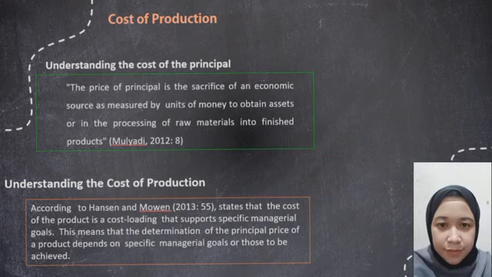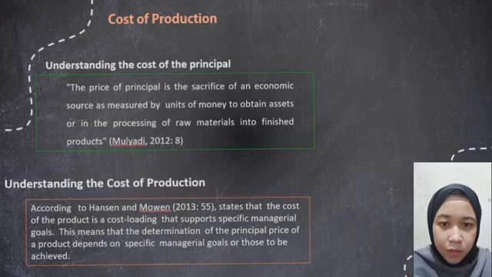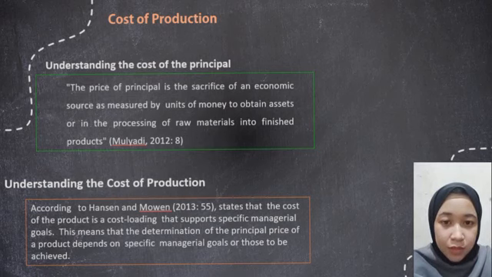Cost of production. Understanding the cost of production. The cost of production is the sacrifice of an economic resource as measured by a unit of money to obtain an asset or in the processing of raw material into finished products. According to Hansen and Mowen, the cost of a product is a cost that supports specific managerial goals. This means that the determination of the cost of a product depends on specific managerial goals to be achieved.